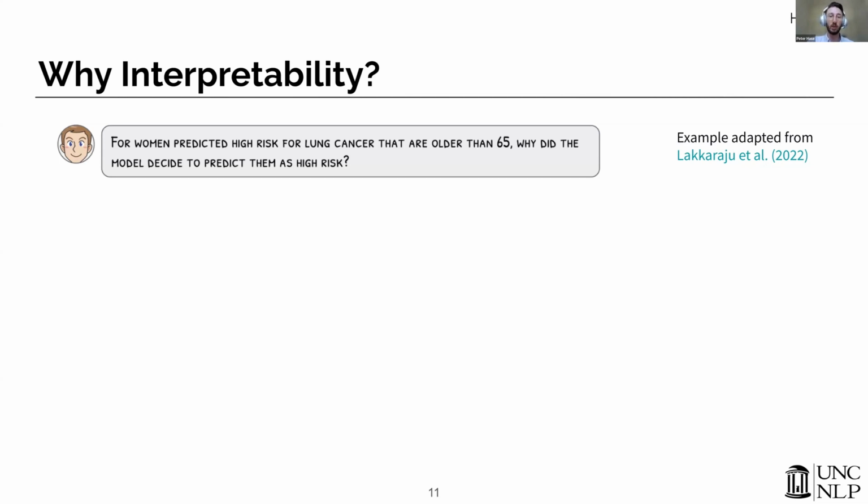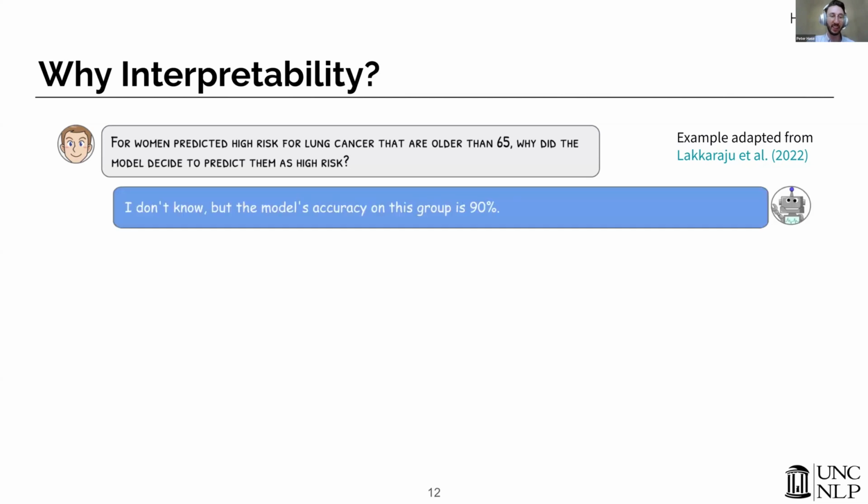In a world where we do testing and we get accuracy scores, I think the answer is like, well, the model says, I don't know, but the model's accuracy on this group is 90%. So maybe this accuracy is good enough to actually use this system in practice, and this system helps medical practitioners do early screening and risk assessment of patients. And overall, this system is still useful. But it seems like something's lacking if this is the ultimate answer to the question.